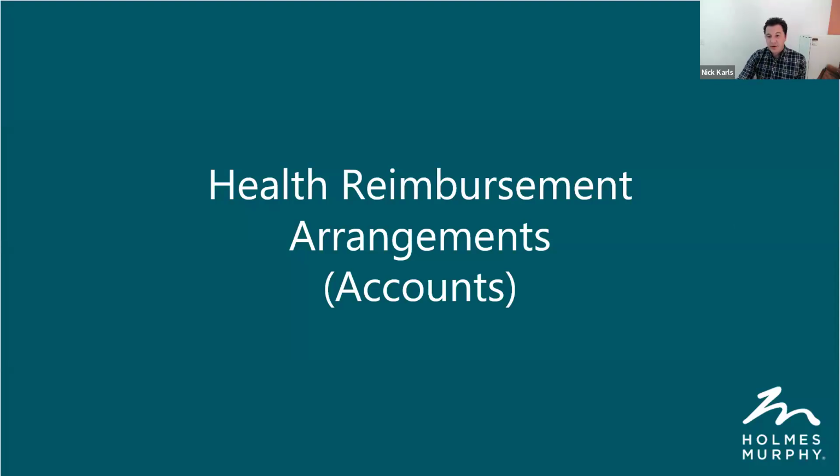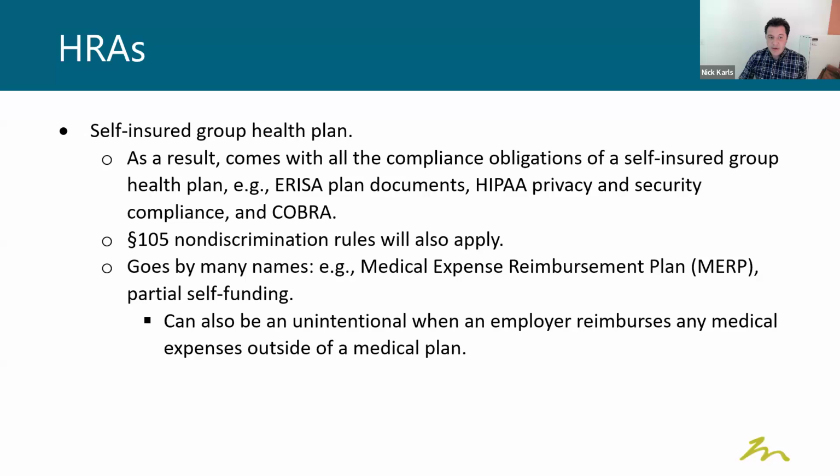Now you're going to see a little redundancy here when we first start talking about health reimbursement arrangements or accounts, whichever you want to call it, HRAs. And then we'll get into how they diverge. So right off the bat, once again, an HRA is a self-insured group health plan. So again, it comes with all the compliance requirements that we were talking about before: ERISA plan documents for those of you subject to ERISA, HIPAA privacy and security, COBRA, Section 105 non-discrimination rules. It's almost the exact same as the health FSA, right?